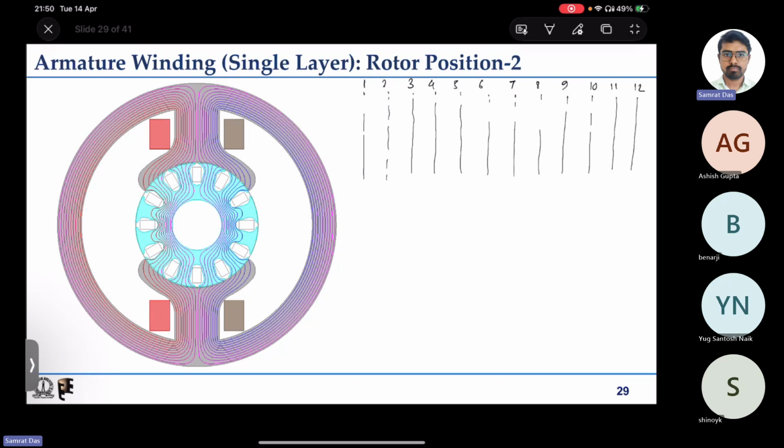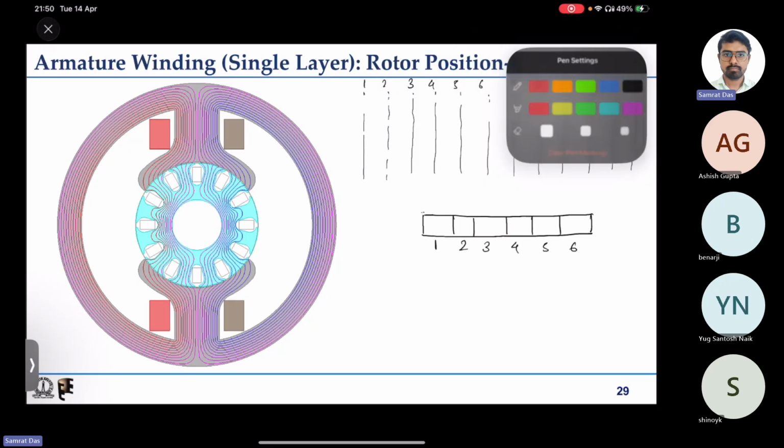How the numbering will go, we'll discuss and come back to it. But how many segments do we have? Say we have some commutator segments, something like this, and we have six of them. So this is commutator segment number 1, 2, 3, 4, 5, 6, right?